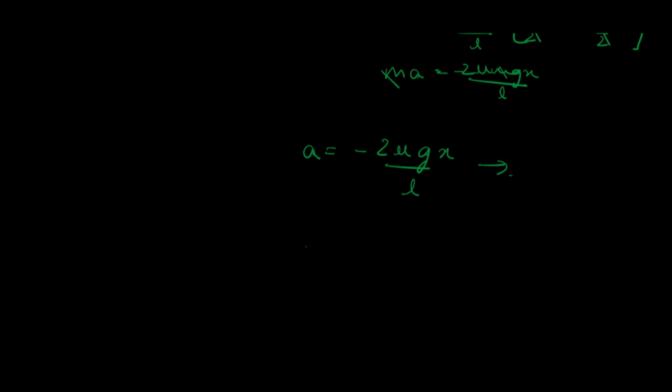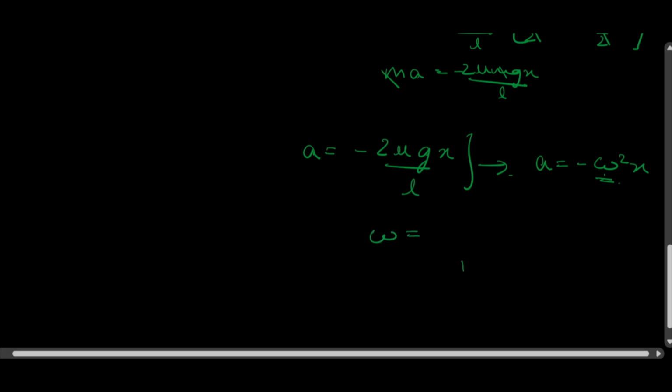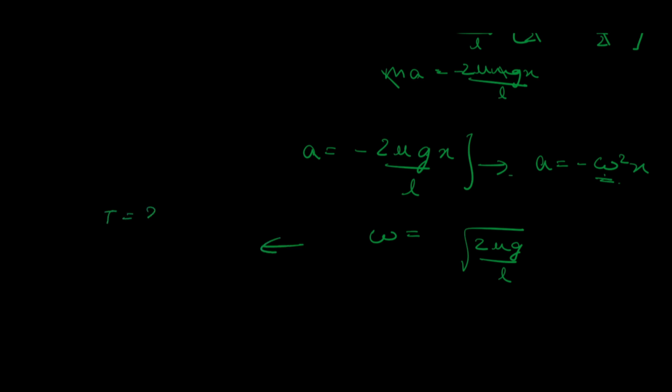Comparing this with a equals minus omega square x, where omega is the angular velocity of the phasor for the SHM of the restoring force, we have the value for omega as root of 2 mu g over L, giving us a time period as 2 pi root L over 2 mu g.